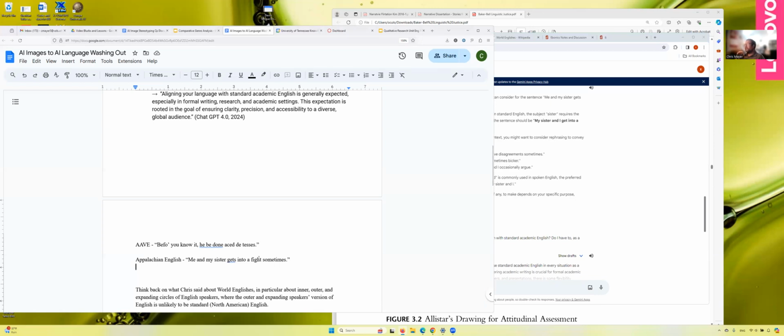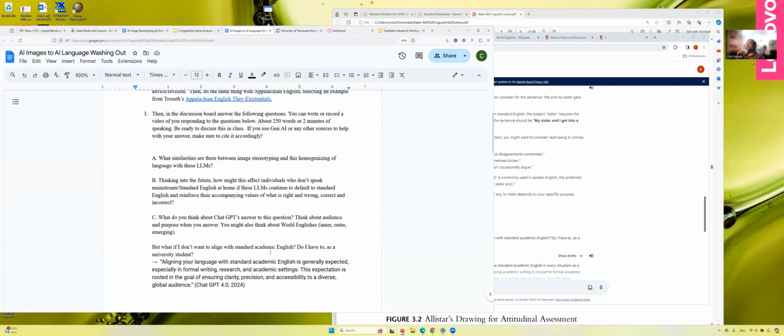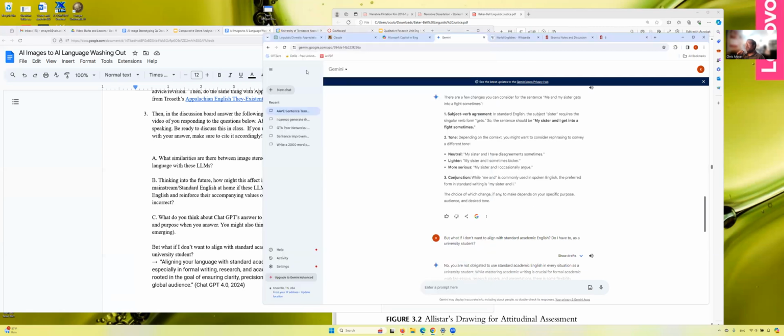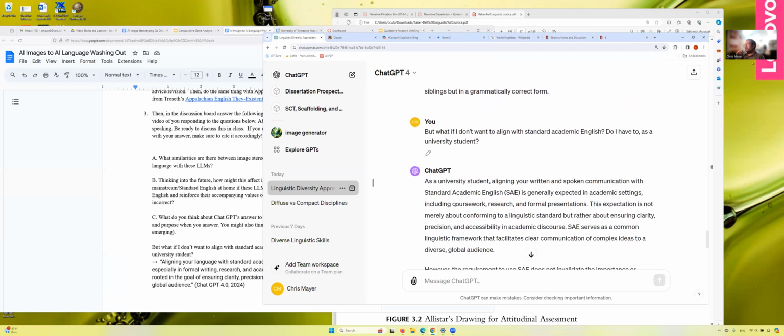So we think about this in terms of the US, right? But I think that there's also another way to think about it, because I asked the LLMs, what if I don't want to align this with standard academic English? Do I have to, as a university student?